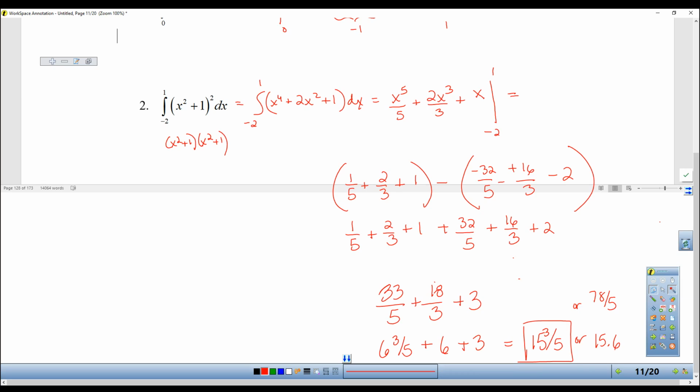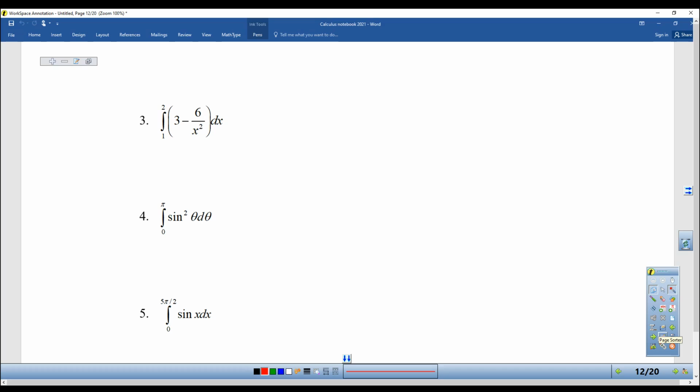Okay, that's number 2. Again, you can stop anytime and just do these on your own, but this is a great way to just get some integral practice again. I'm hoping that the first thing that you do is you change this to 3 minus 6x to the negative 2. That's the easiest way to handle that integral.